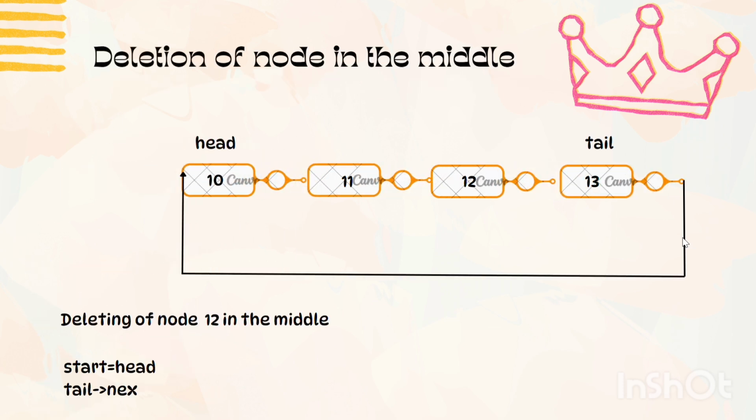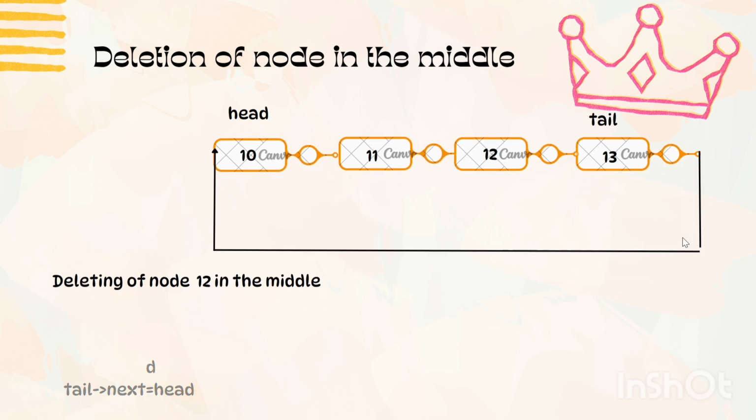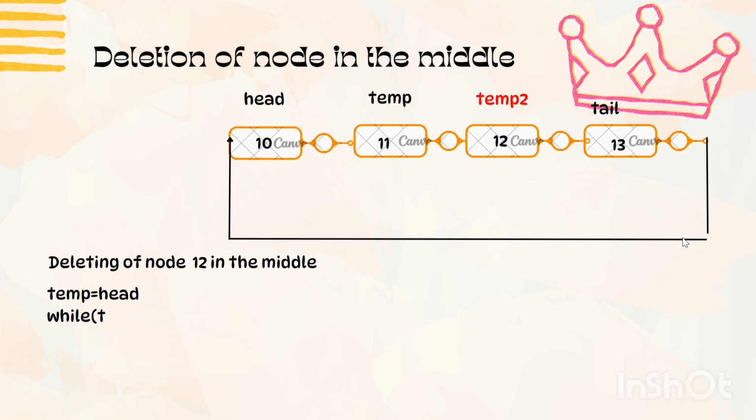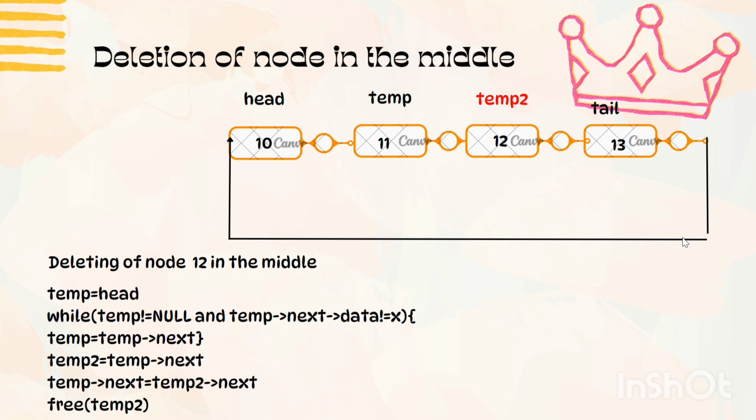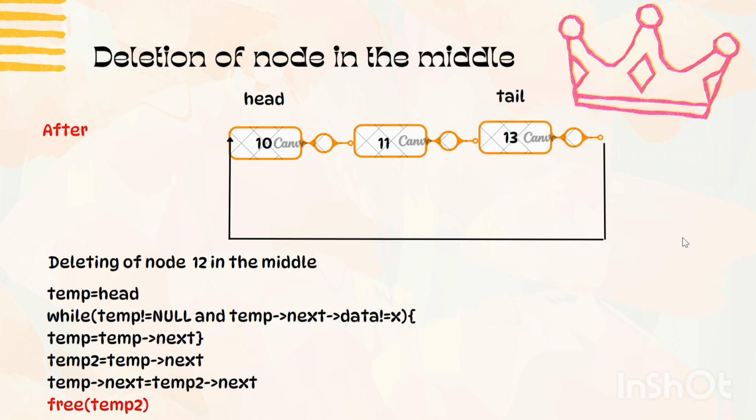Now we will see deletion of a node in the middle. Here we are going to delete node 12 which is present in the middle. We initialize temp equal to head. Likewise, we traverse the loop while temp is not equal to null and temp next data is not equal to x. Inside the loop, temp is equal to temp next. Then outside the loop, we have another variable temp2 equal to temp next. Then temp next is equal to temp2 next. We free temp2, the node we are going to delete. After the deletion of 12, our circular linked list will be like this.